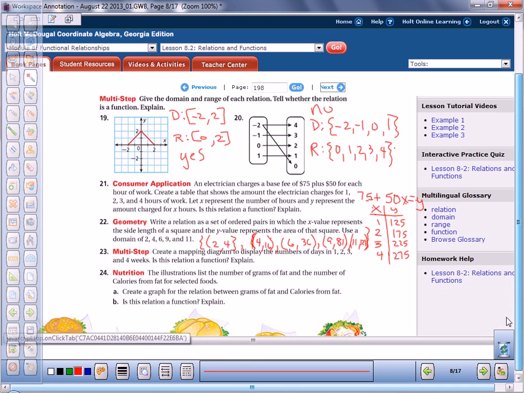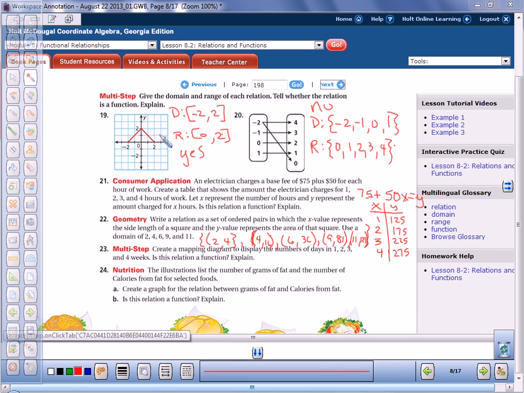Alright, so here's another graph. And if you didn't understand it last night, let's talk about it again. Left to right, that's our domain. Least x value is -2, greatest is +2. It uses up everything in between them. So the domain is the interval from -2 to +2 inclusive, including those. The range is bottom to top. The lowest y value is 0. The greatest y value is 2. 0 to 2 inclusive. And yes, this is a function. It passes the vertical line test.